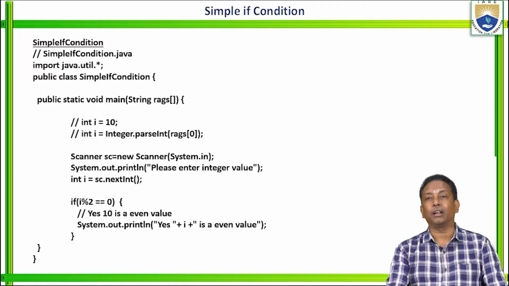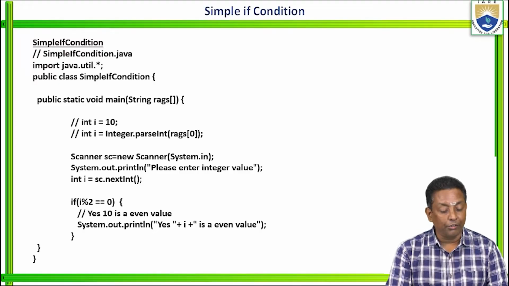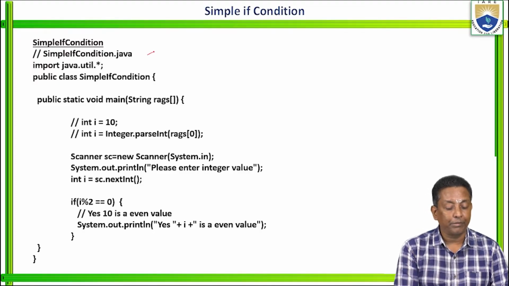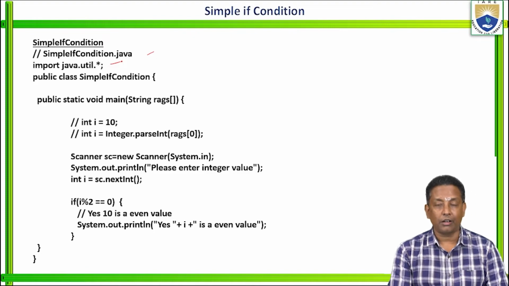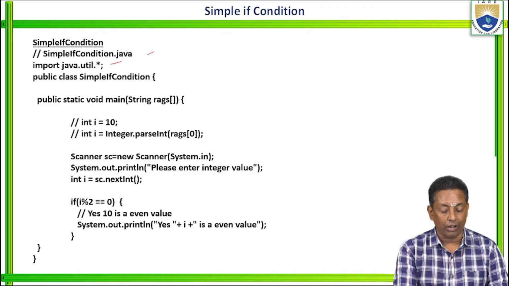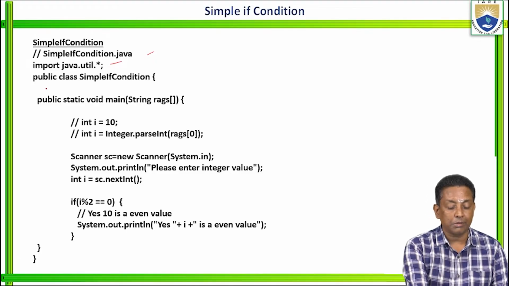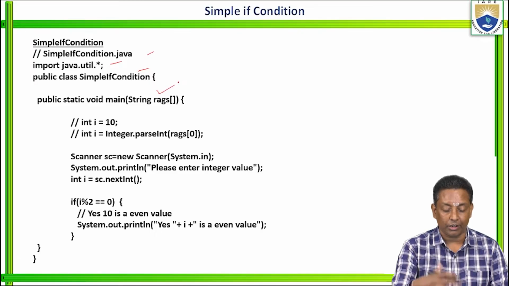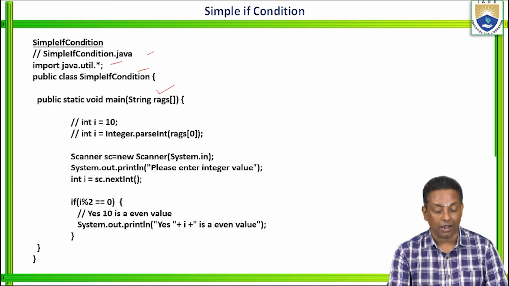Coming to the simple if condition. The file name is SimpleIfCondition. Import java.util.*. Why am I importing java.util.*? Because in the following code you will understand. The class name is public class SimpleIfCondition, public static void main. This is where the Java program execution starts.